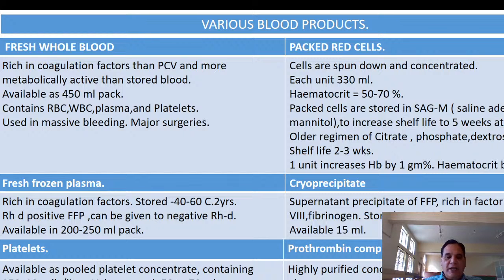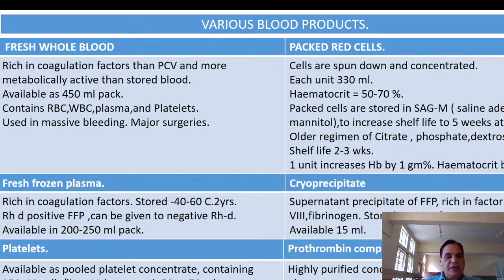Okay, and platelets. Platelets are available as pooled platelet concentrate. It contains 250 million per liter. The volume of platelets available is 50 to 70 ml, and it has to be stored in an agitator so that they do not settle at the base. It has to be continuously rotated like this agitator, and unfortunately the half-life is only 5 days.